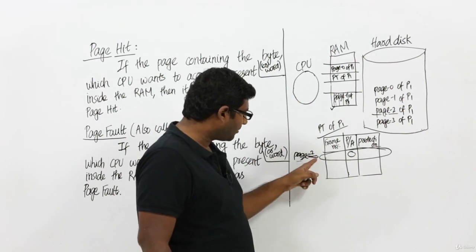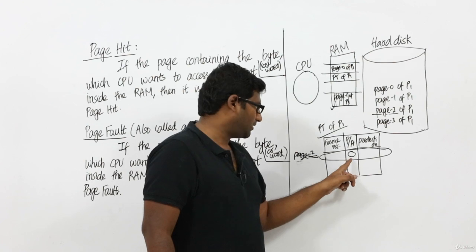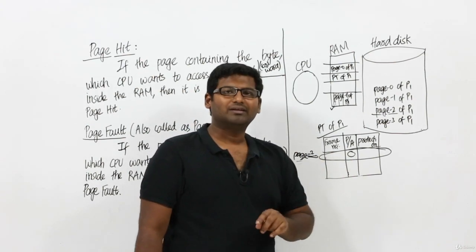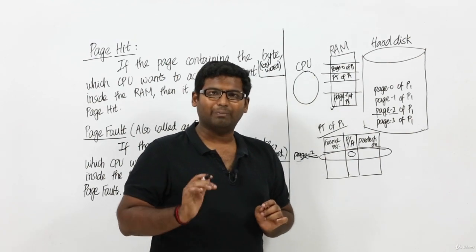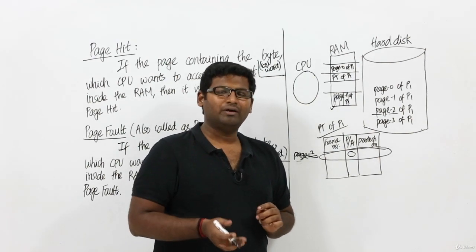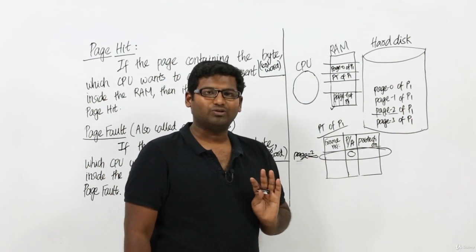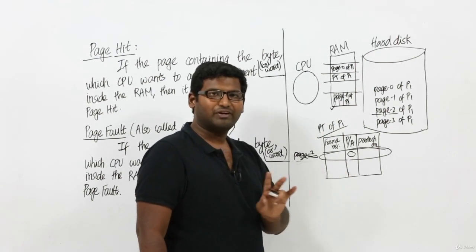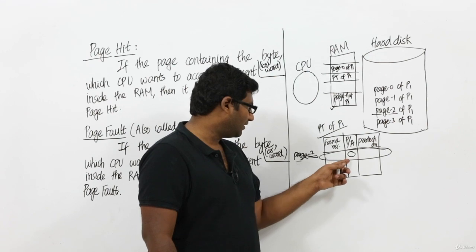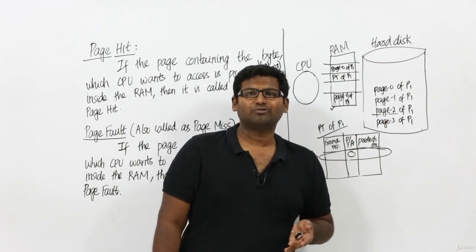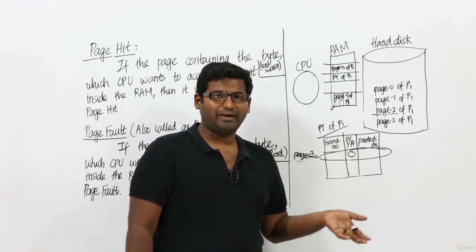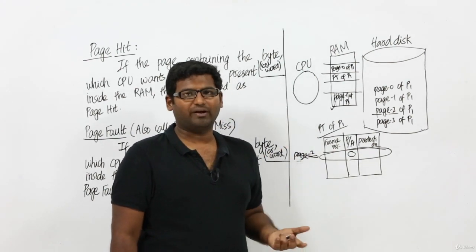Now while going into the page table, we will see the present or absent bit. If the present or absent bit is 1, we will understand that the byte we are searching for is present inside the RAM, so the time taken will be very less. If it is 1, it is a page hit. If it is 0, the page we are searching for is not present inside the RAM, so we might have to fetch the byte from the hard disk, so it will take more time.